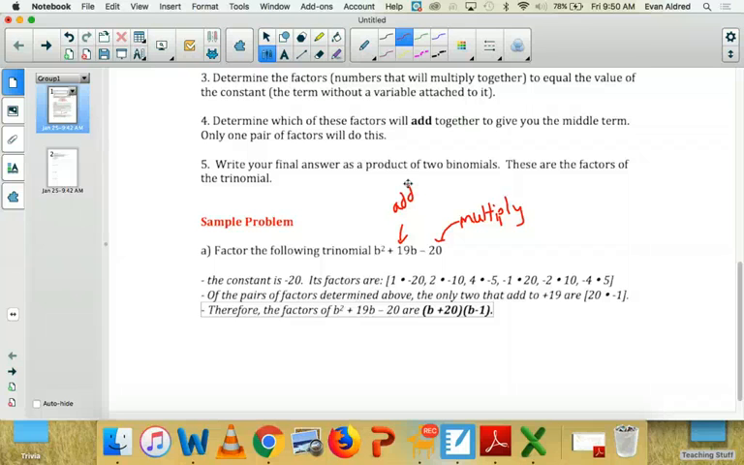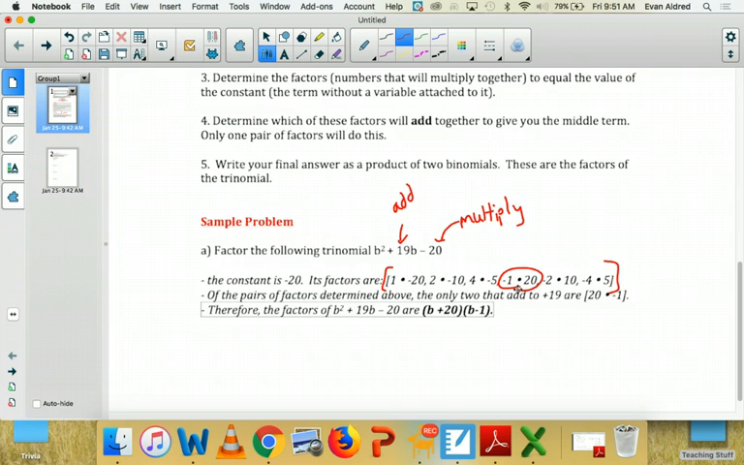So start by listing the factors. 1 and negative 20, 2 and negative 10, and 4 and negative 5. But remember, the negative can also go on the other number. So negative 1 and 20, negative 2 and 10, negative 4 and 5. Now if we look at this list of factors of negative 20, only one pair of factors will also add to give plus 19. And that combination is right there.